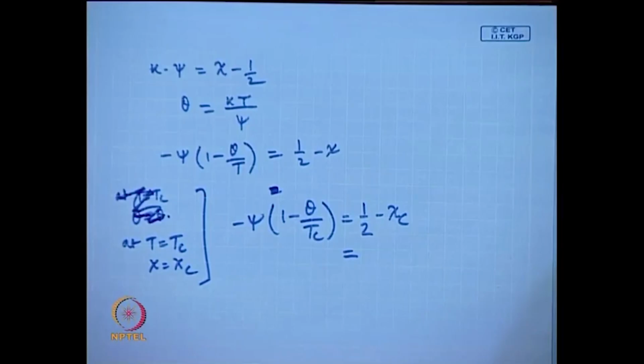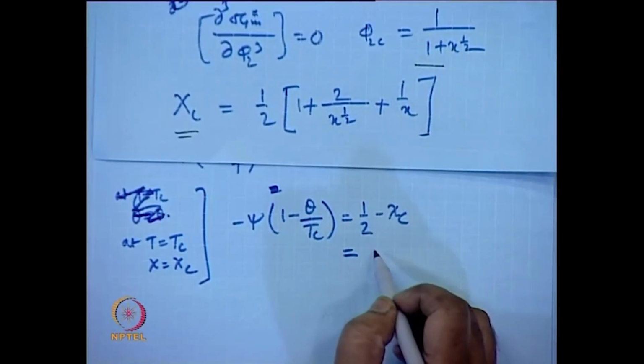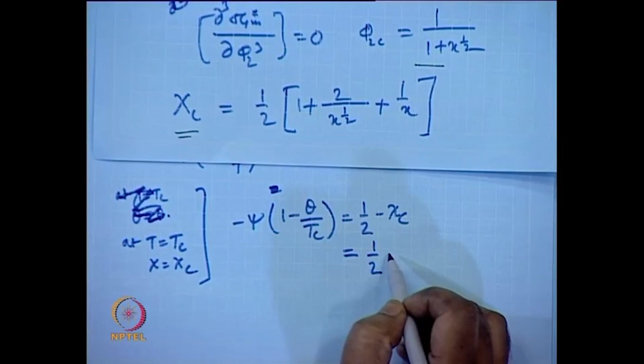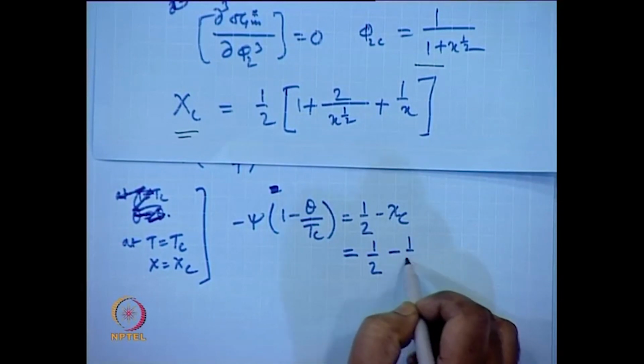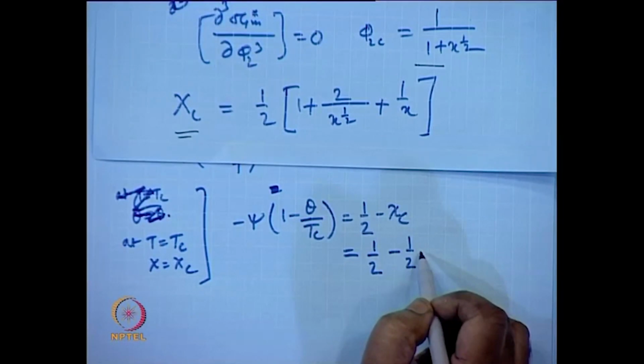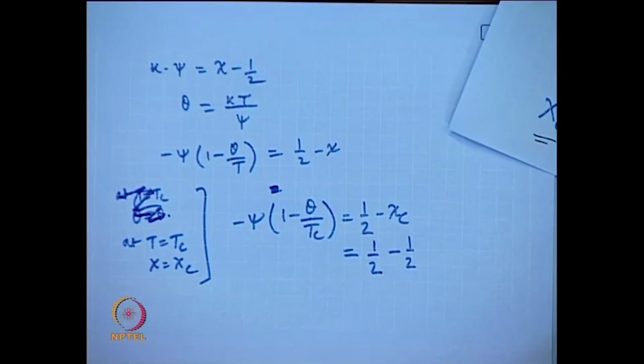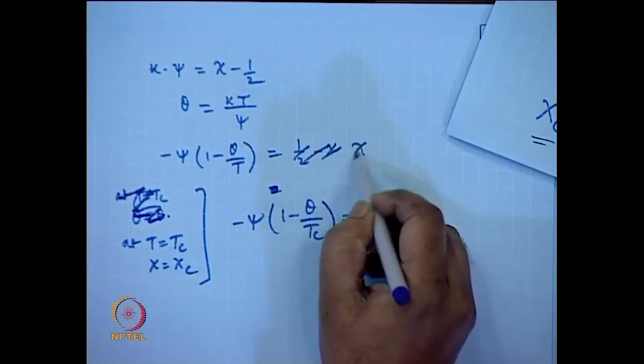Chi c we have already got from the last expression. So that is half minus half, and so this is chi c minus half.